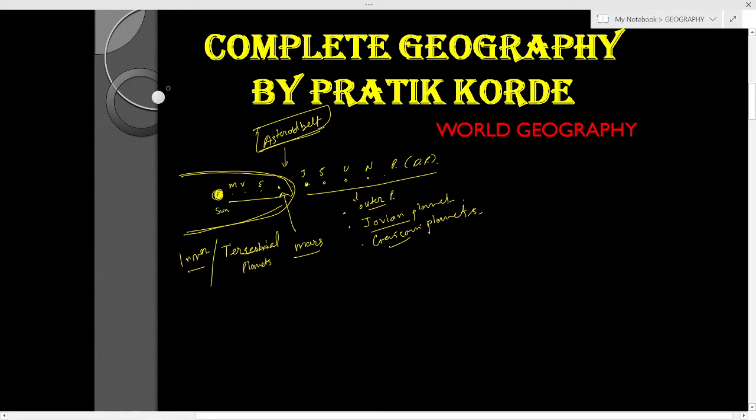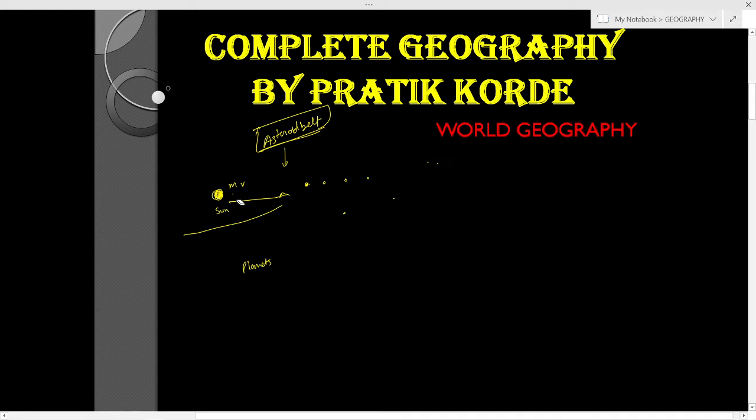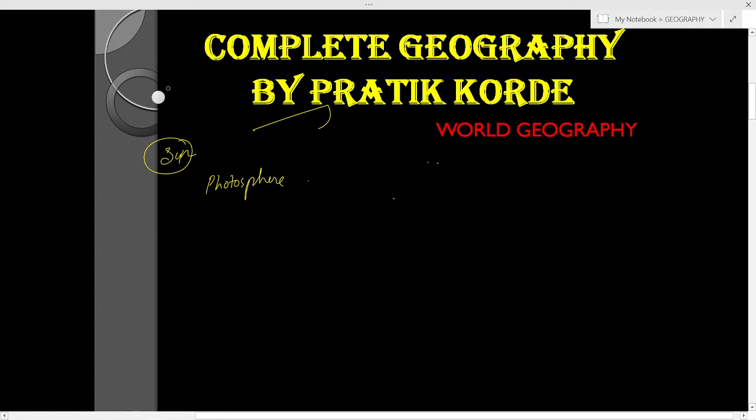Now we'll start with each one of them separately. So the first thing that we are going to discuss here is our only star, that is the Sun. As far as the Sun is concerned, the Sun consists of three parts: photosphere, chromosphere, and corona.